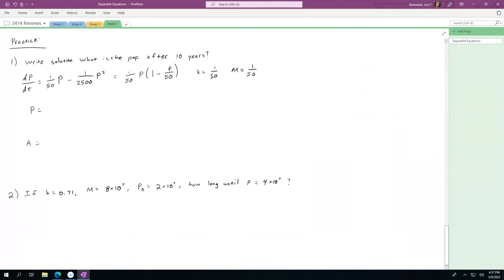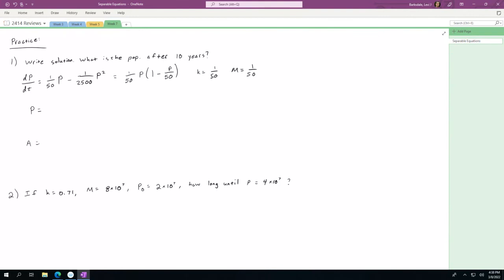Again, our A is equal to, excuse me, our A is equal to... oh dear, did I not give an initial population here? It looks like I did not. That would make things a little difficult on your end.